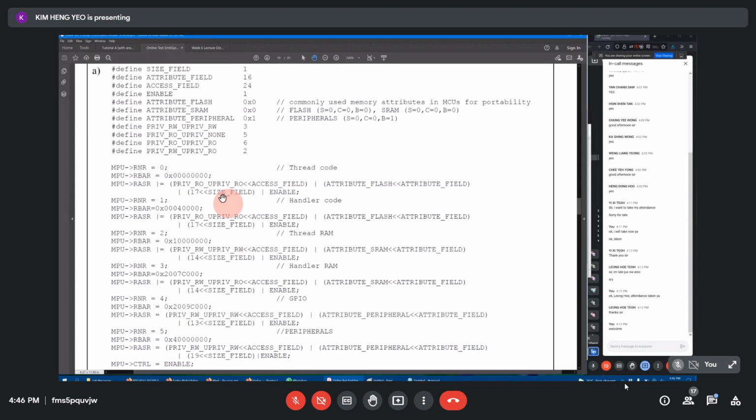So here, this is the region attribute and size register. Privileged read only, unprivileged read only, left shift by the access field. The access field is 24, and privileged read only, unprivileged read only is 6. So this is actually 6 left shift by 24. You can just write that. You don't need to write all these defined ones. Don't complicate things, it's a very simple program. Okay, all right. You can take a screenshot if you want.